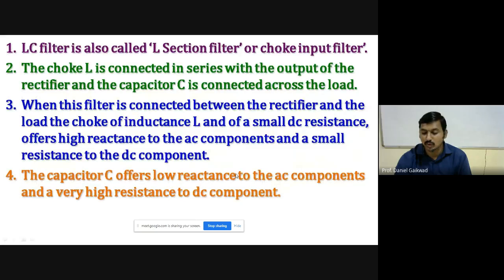So capacitor C offers low reactance to the AC component and very high resistance to the DC. So DC experiences the high resistance. So DC will remain across the capacitor and that will appear across the load resistance. So that is the role of the capacitor in this circuit.